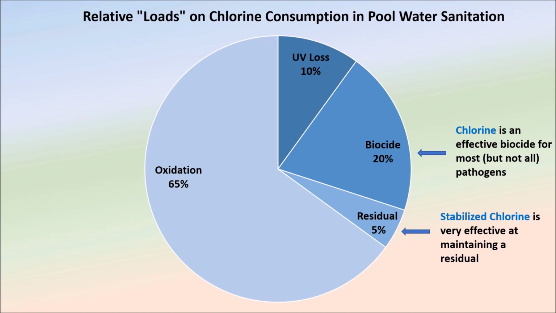The oxidation requirement is by far the greatest drain on chlorine usage and is the primary reason that chlorine consumption increases so dramatically during the summer over the winter. It occurs when people are in the pool.